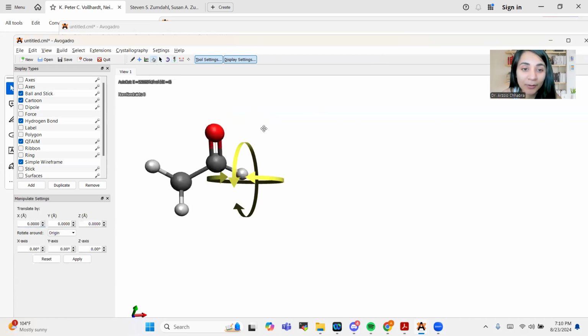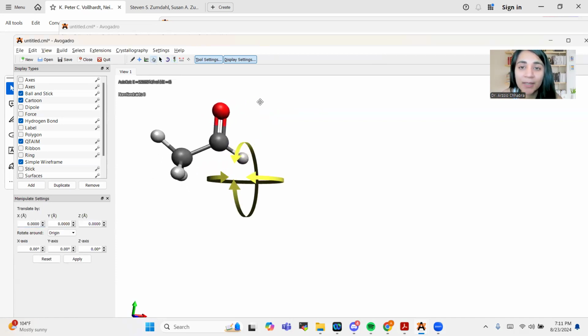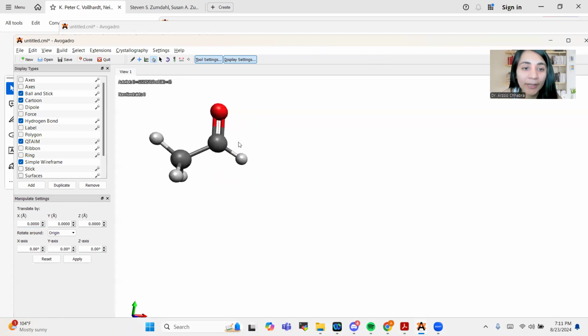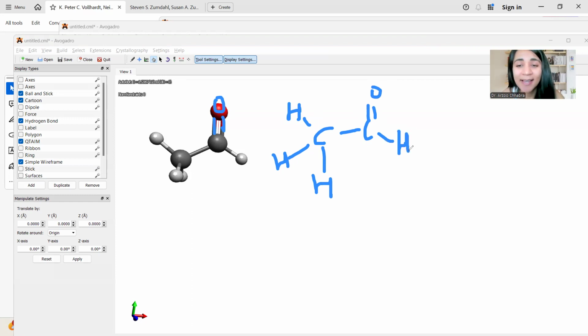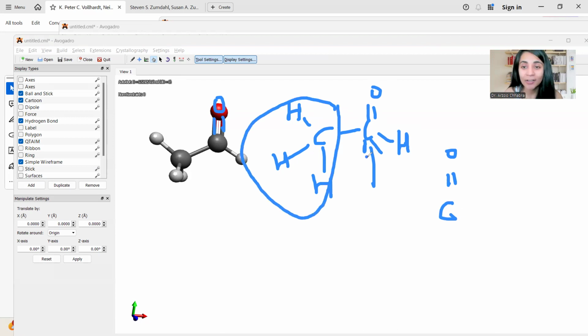So this molecule, right, is CH3, C double bond O, CH3. The white balls are actually the hydrogen balls. So CH3, C, and this is a double bond O and an H. So this is actually an aldehyde, right? A carbon double bonded to an oxygen, having a carbon chain on one side, and on the other side, if it has a hydrogen, that is now called an aldehyde, right?